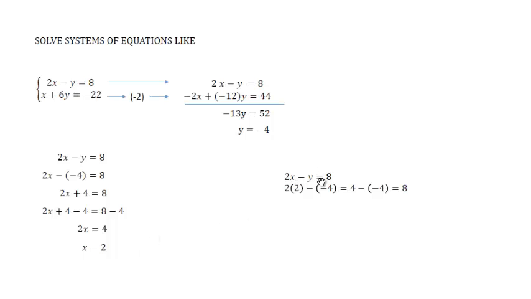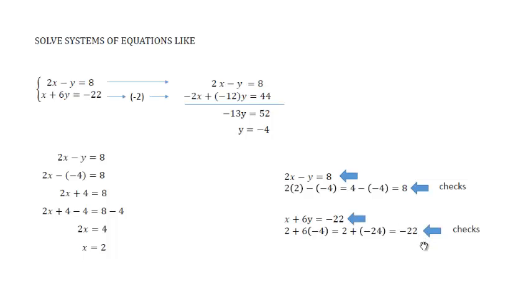So here I've taken the original first equation and substituted the value 2 for x, and the -4 for y. 2 times 2 is 4. Subtract -4 is going to be add 4, and that's going to give me an 8, and that's going to check. So it works in the first equation. Now for the second equation. Substitute 2 for the x and -4 for the y. Becomes 2 plus 6 times -4, which is 2 plus -24, which is -22. It checks in the second equation.